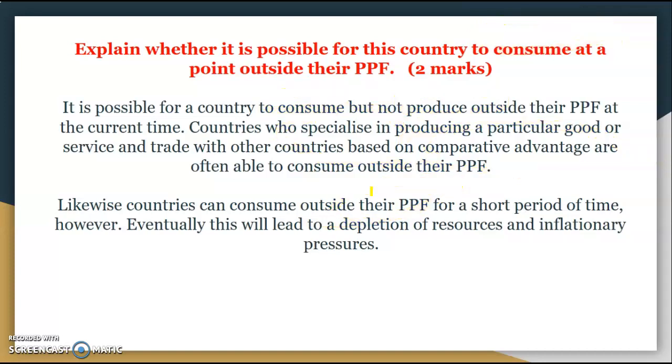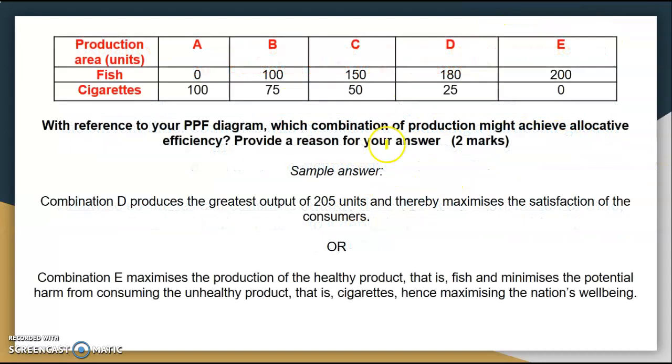With this question here, it asks you, with reference to the PPF diagram, so the table, which combination of production might achieve allocative efficiency. Now, two things with allocative efficiency. Allocative efficiency is the point that's going to maximize our living standards.